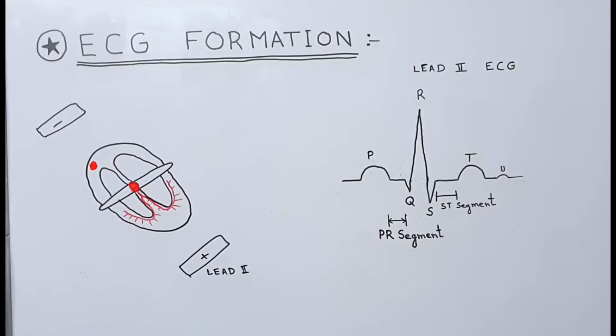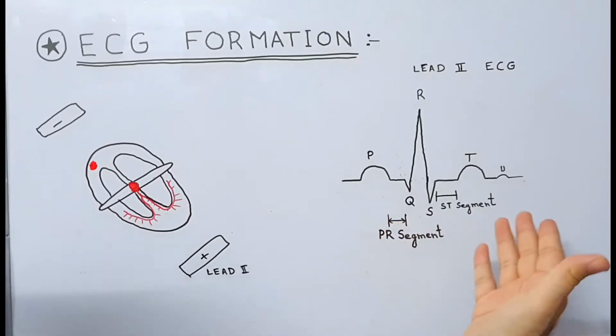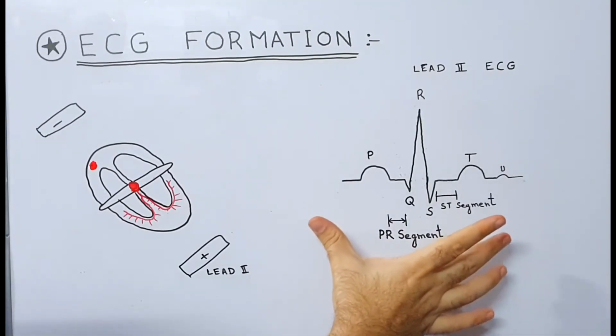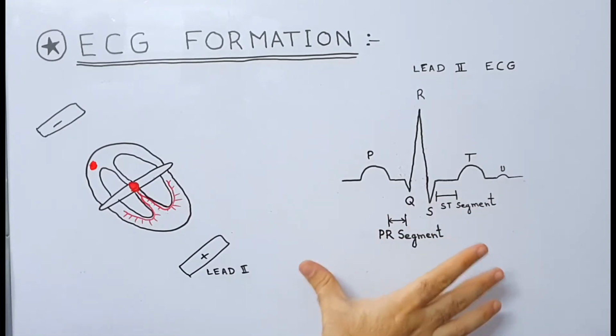In the last section, we have seen how different vectors are produced when electrical current is passing through the heart. Now we will correlate those vectors with the formation of ECG. This is the typical ECG that we can see in lead 2. What are leads, what are electrodes, will come to it later. But for now, just remember that this is a typical ECG that we see. It can be seen in lead 2.